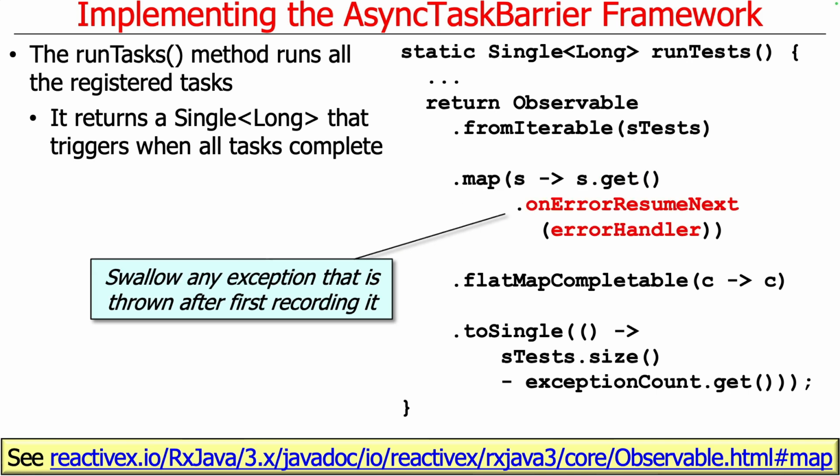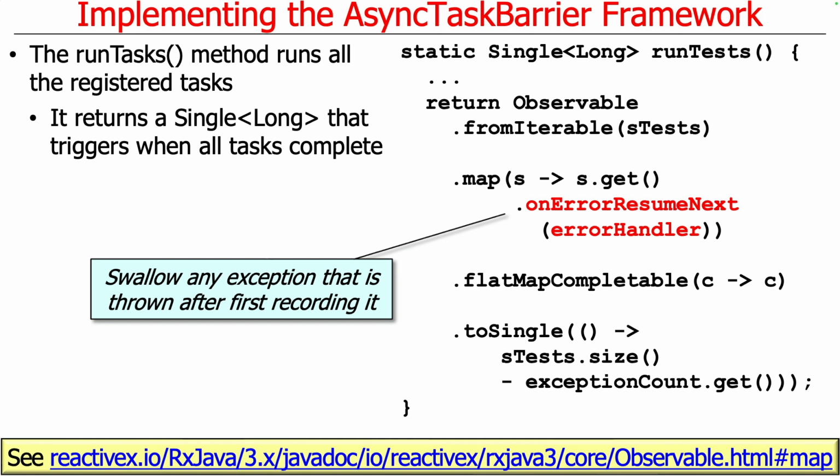Now, what's interesting here is if something goes wrong, we're just going to swallow that exception, but we're also going to update something called an exception count. If we look at the implementation of the error handler parameter to onErrorResumeNext, which I think is a function, we'll see that it takes the error handler function, and if this gets called back, in other words, if an exception is thrown, it will decrement the exception count.